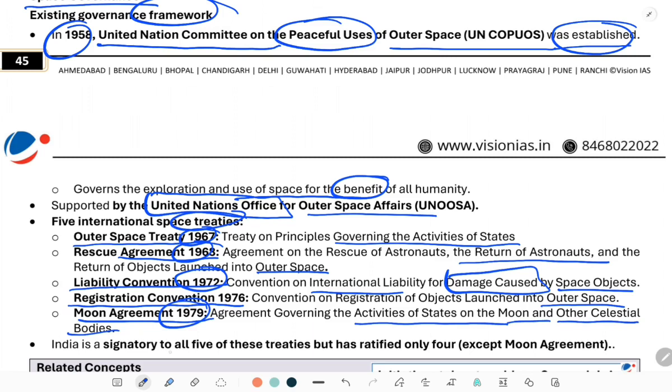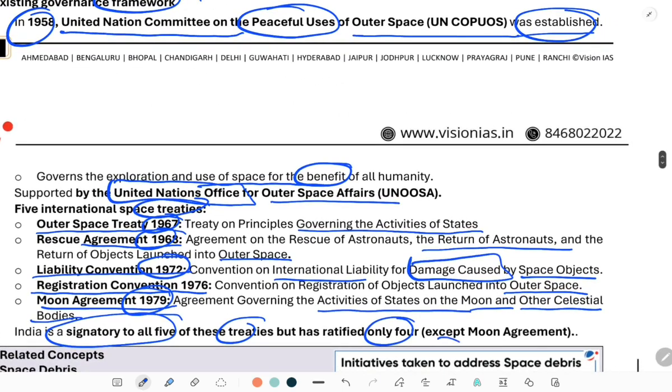India is a signatory to all five of these treaties but has ratified only four, except this one, the Moon Agreement. India has not ratified it.